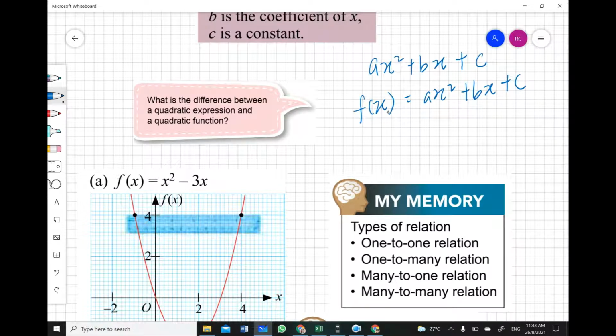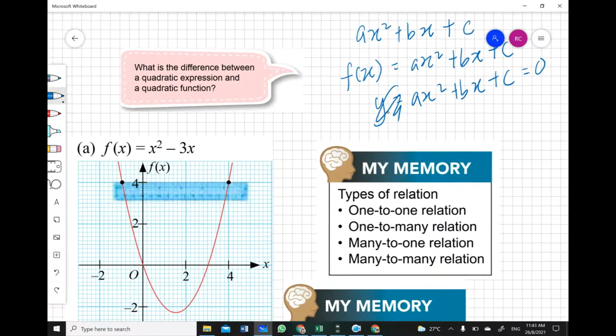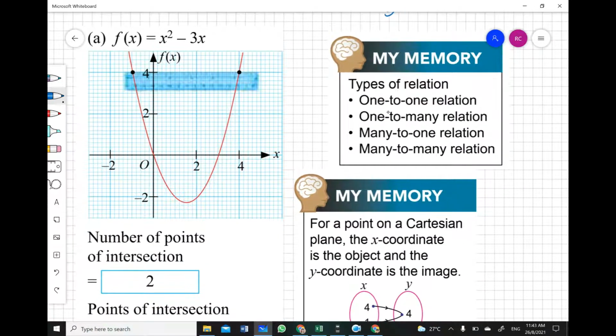Quadratic equation will be just y equal to ax squared plus bx plus c. Or it can be equal to something else like this at the back. Equal to 0, something like that. Okay, so I carry on here.